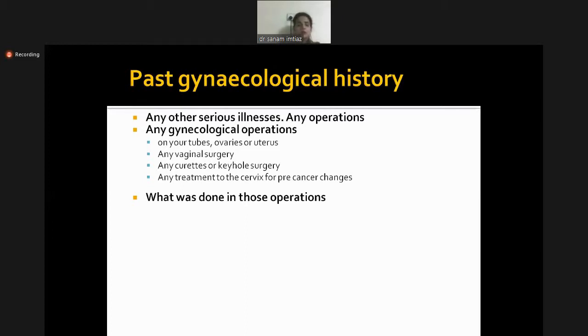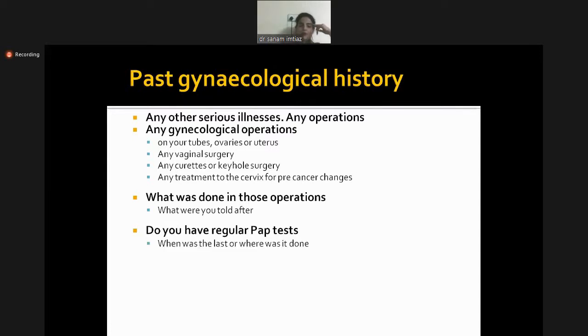What was done in those operations? You need to know the details, exactly what has been done, if any pelvic surgery or any kind of intervention has been done in the past. What were you told about it? What was the last follow-up? All these things are important. Do you have regular pap tests done? When was the last, or where was it done? Then what was the result? Was there anything done about it, if there was any abnormality?